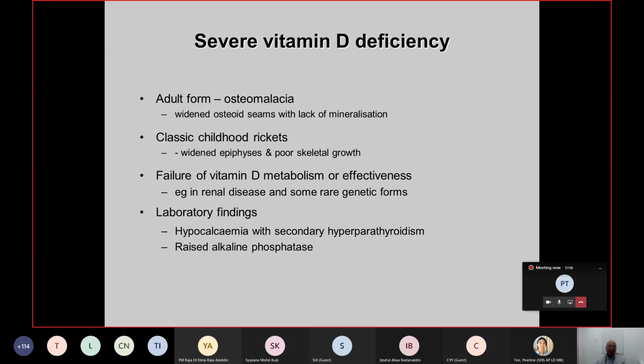Failure of vitamin D metabolism happens in chronic renal failure, but as I mentioned before, there are some rare genetic diseases which I won't go into. And in vitamin D deficiency, there is hypocalcemia with secondary hyperparathyroidism. Alkaline phosphatase may be raised, and phosphate is low. So that's a difference from hypoparathyroidism, where phosphate is high.